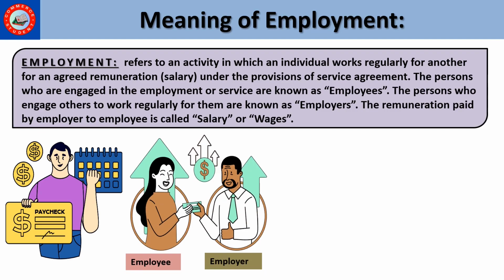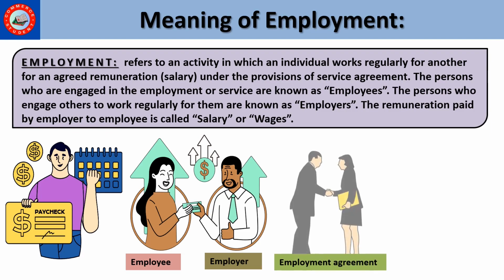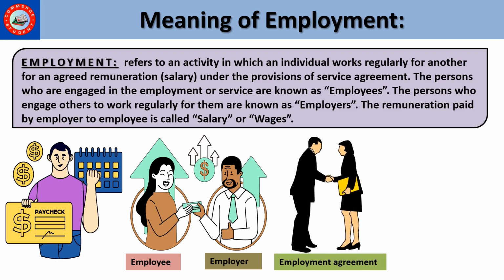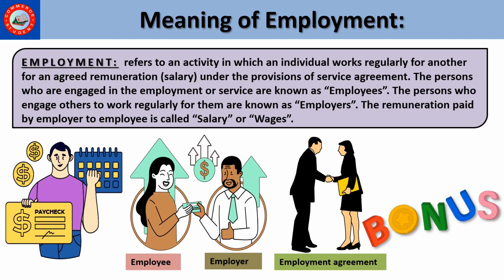The person who gets engaged in any employment is called employee, and the person who engages is employer. So in short, the relationship between employee and employer, in which the former has to work for the latter and the employer pays an agreed amount of income to employee, is known as employment.